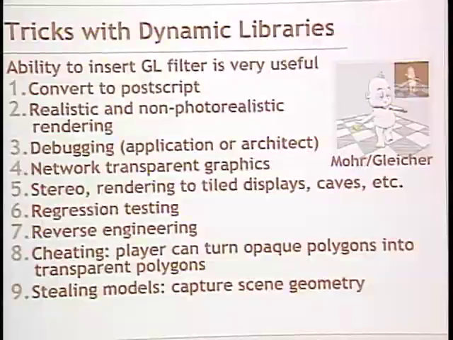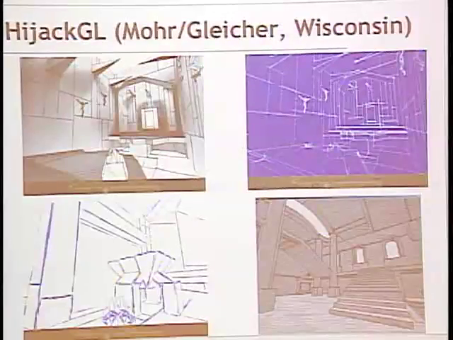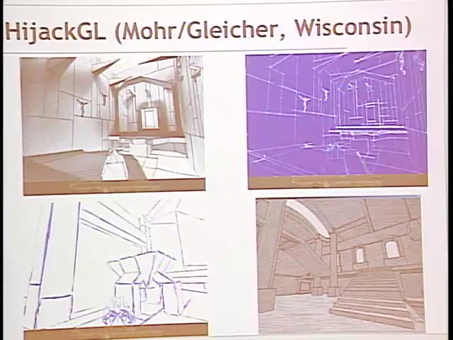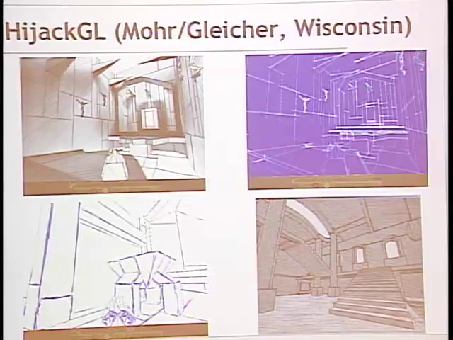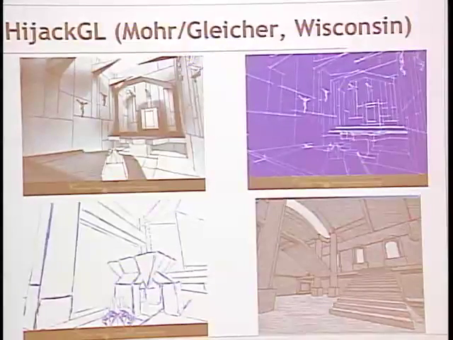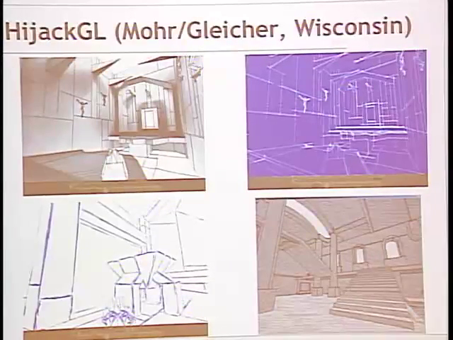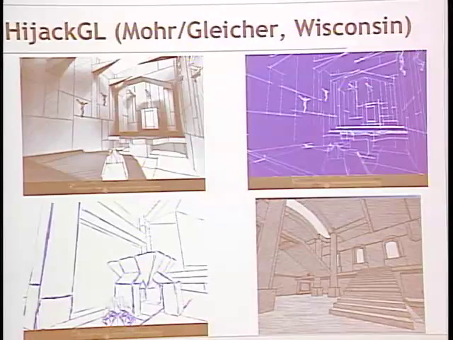These guys also wrote something called Hijack TL. These are 4 scenes from, I think, the original Quake that they did. They're 4 different kinds of rendering that all had the same input source. They wrote filters that would change it into blueprint rendering or pen and ink or different styles. Which I think is really pretty cool.